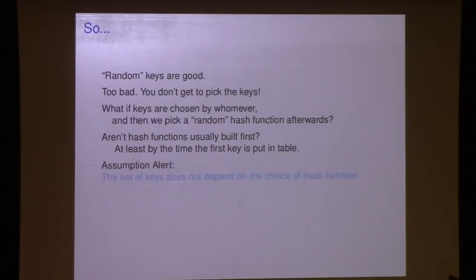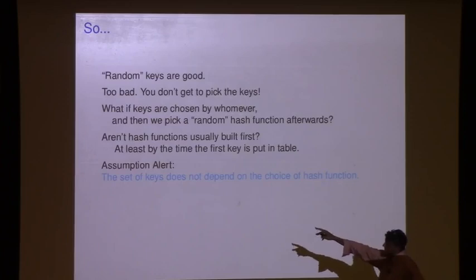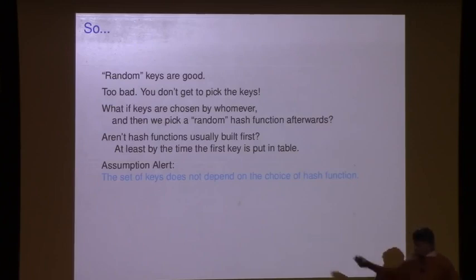The set of keys does not depend on the choice of the hash function. It's not so much that it has to be done after we know what the keys are. We're not going to really look at the keys typically. What we're going to do is pick the hash function randomly, independent of the keys. So we might choose a random hash function, but the keys that are allowed to be presented don't know what that hash function is. That's the idea.